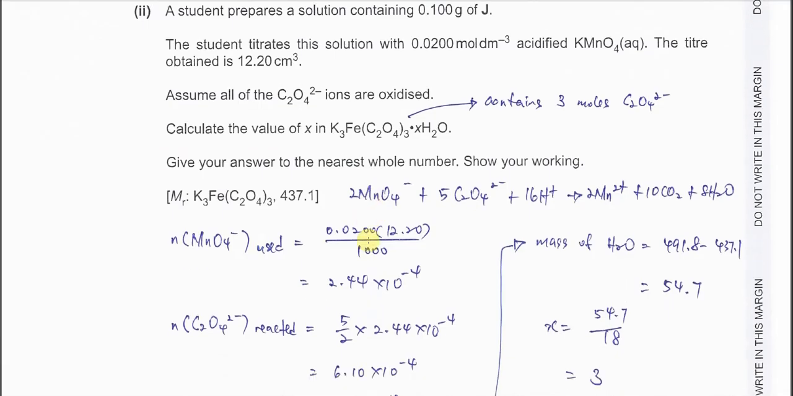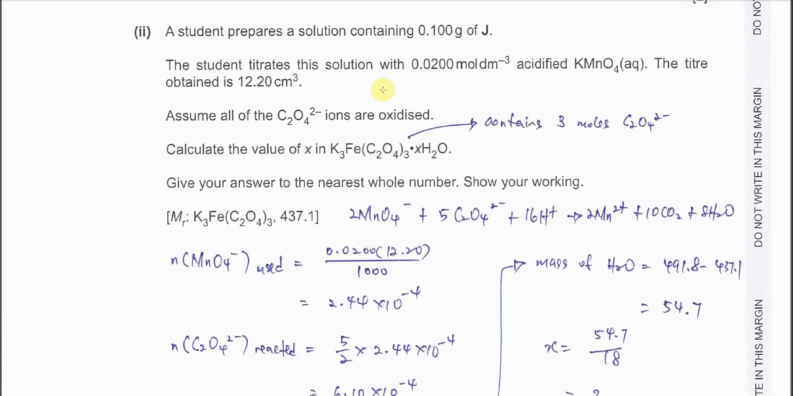Okay, part 2. A student prepares a solution containing 0.1 gram of J. The student titrates this solution with 0.02 mole per dm cube acidified KMnO4. The titre value is 12.2 cm cube. Assume all the oxalate ions are oxidized. Calculate the value of X in the compound. Give your answer to the nearest whole number.